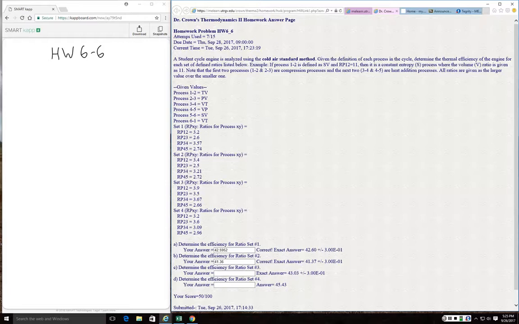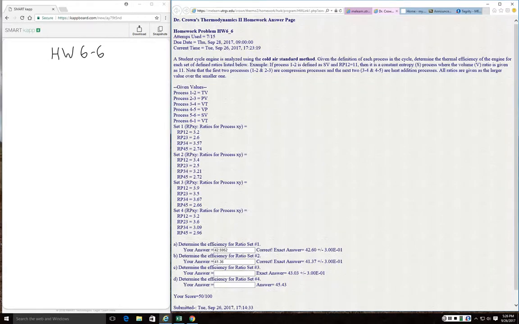So let's take a look at first off what we need to solve this problem. I'm going to write down the general equations at the top, and then we'll work through how to get to this final equation for efficiency. I'm going to move over to the board.